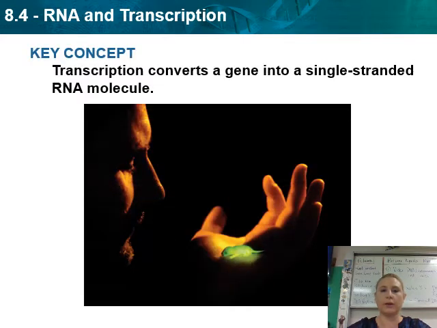Okay guys, so here we are in our next section, section 8.4, which is called RNA and Transcription. Our key concept for this is transcription converts a gene into a single-stranded RNA molecule. So big difference is we've talked about DNA. Remember, DNA is double-stranded, it has two sides, it's a double helix. Now we're going to talk about RNA, which has one strand.